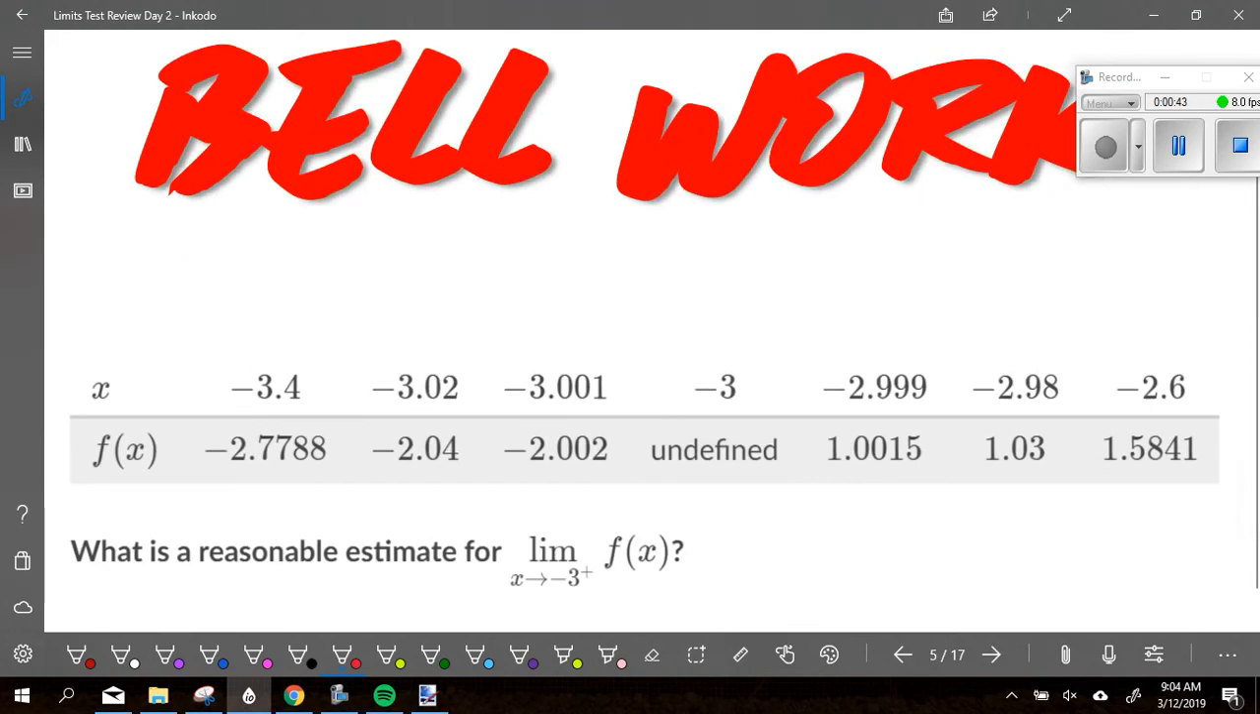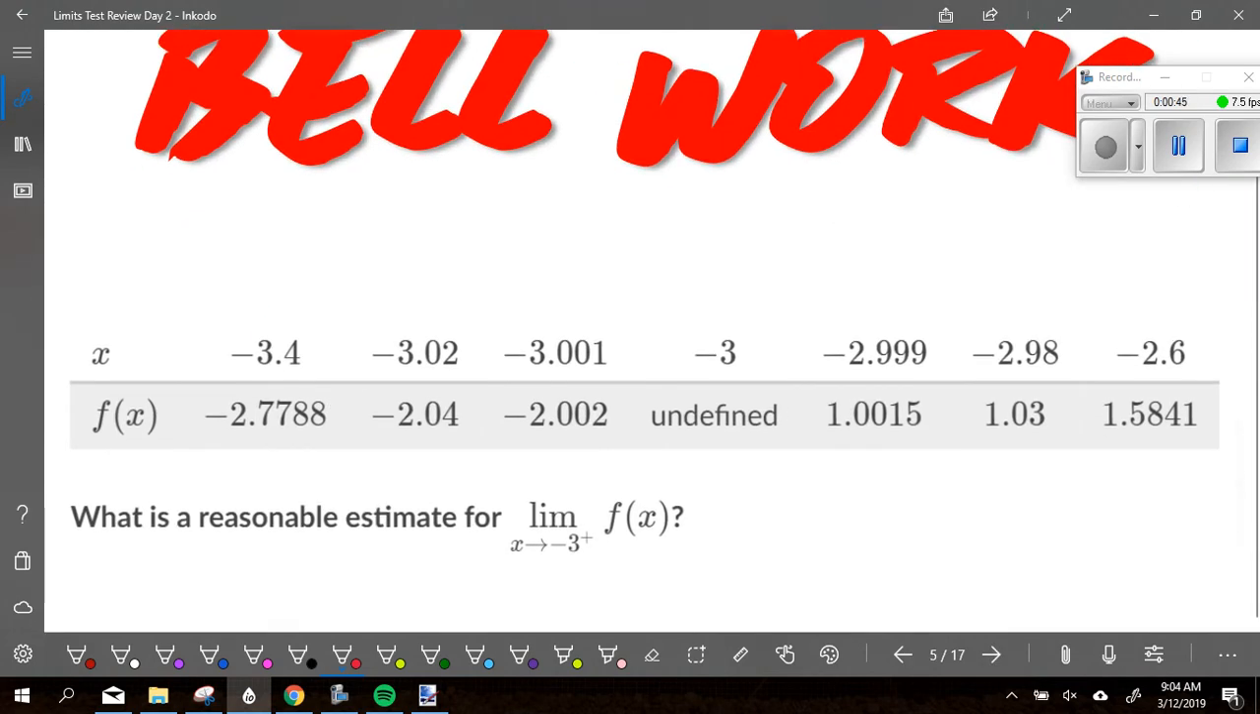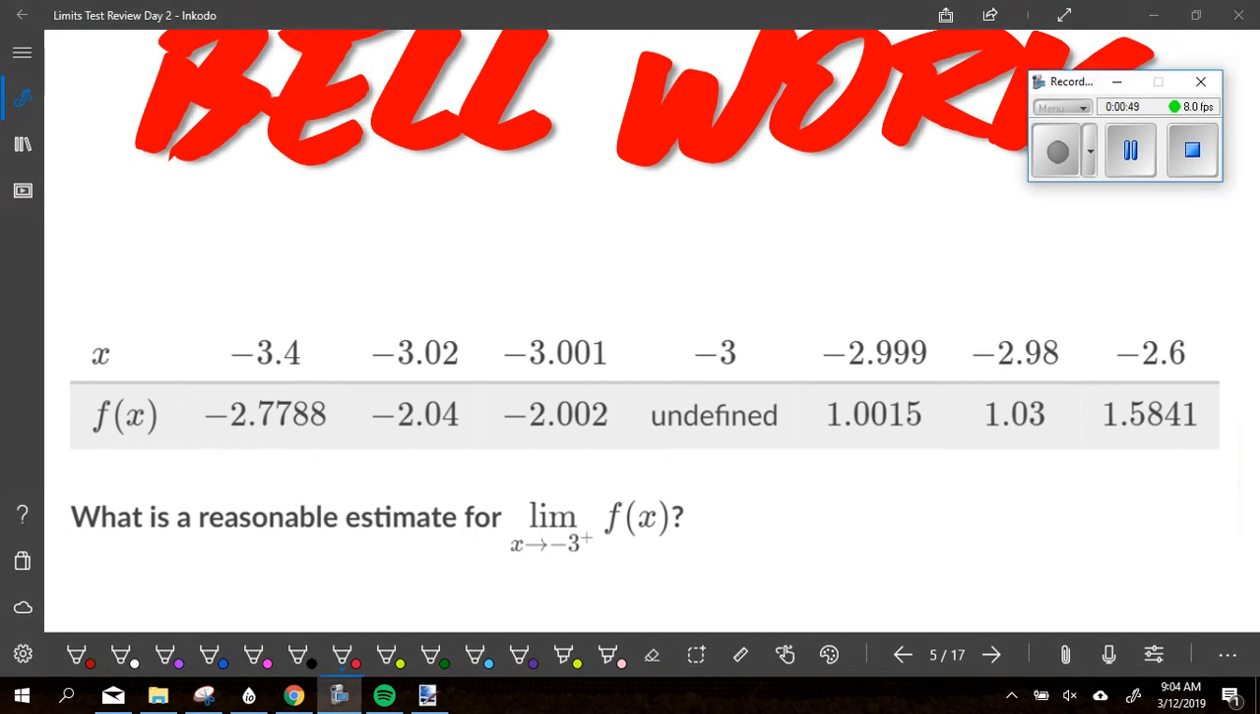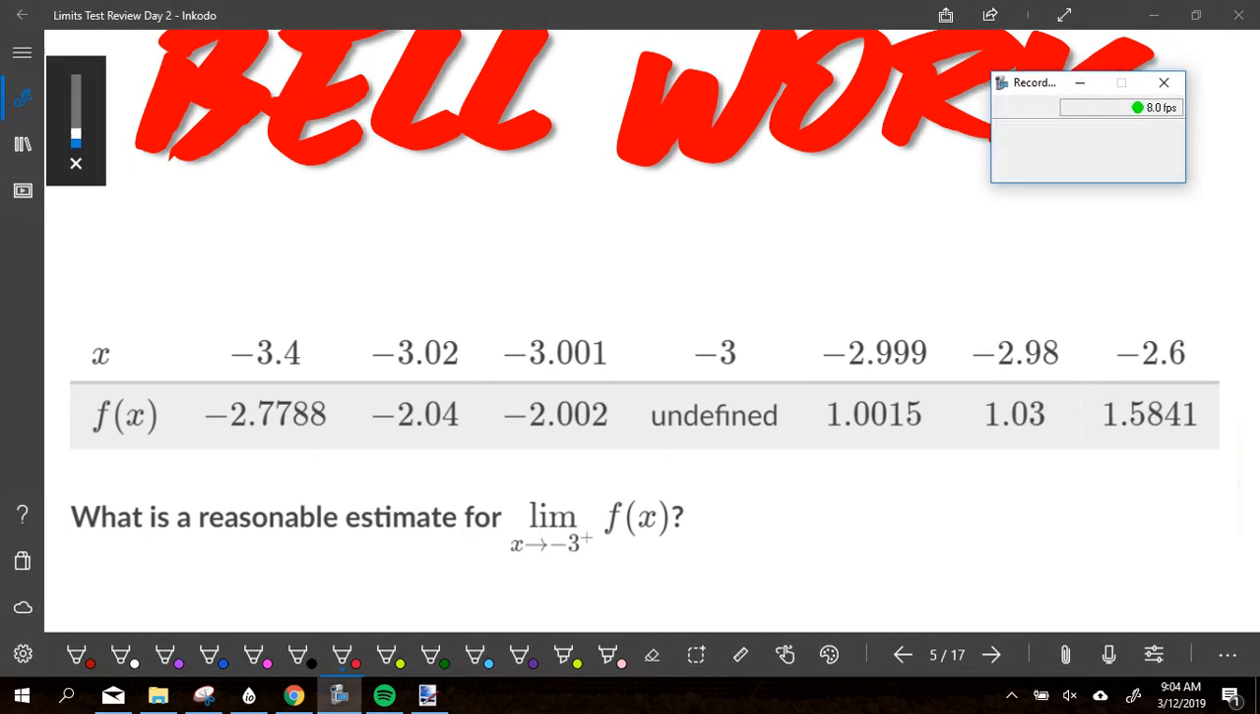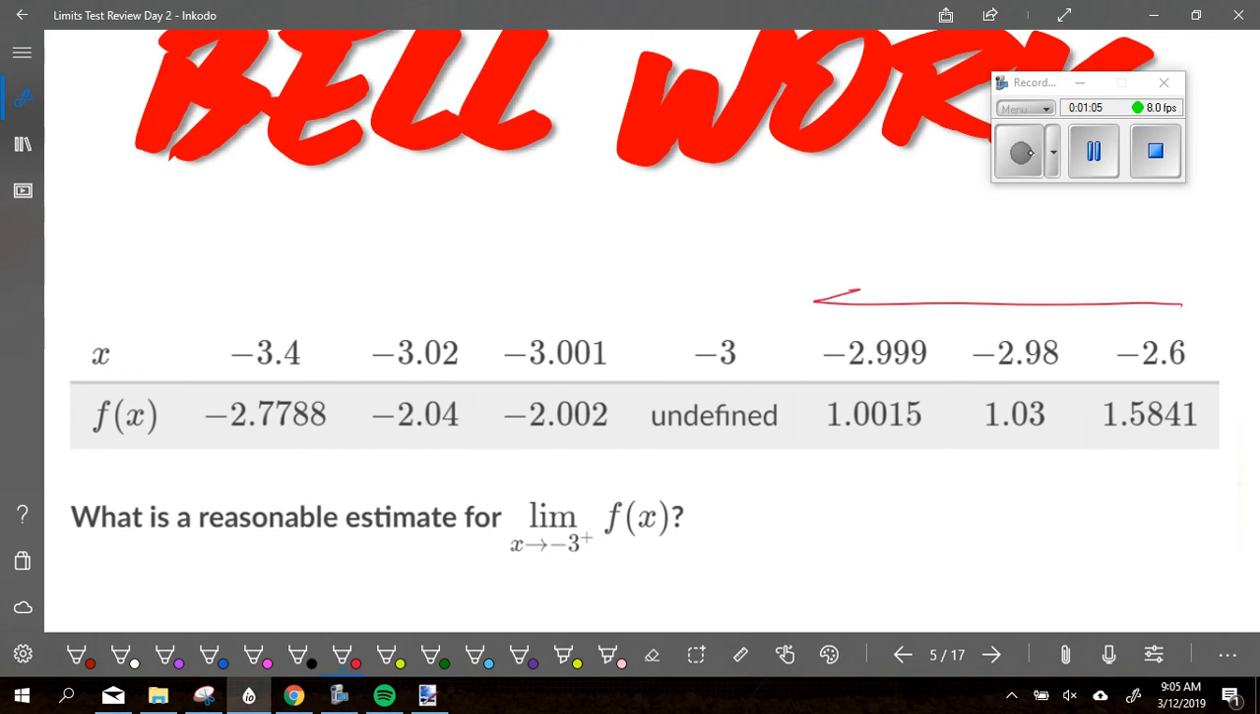Next one. What is a reasonable estimate for the limit as x approaches -3 with a plus sign? Look at that. They are trying to trick you into DNE, but we're finding the limit as x approaches 3 from the right side. So if it's from the right side, do I care about what's happening over here? No. All I care about is 3 from the right side, or in other words, this way. That's coming from the right side. Numbers bigger than 3. And so my answer is, what am I getting closer to? Closer and closer to 1.